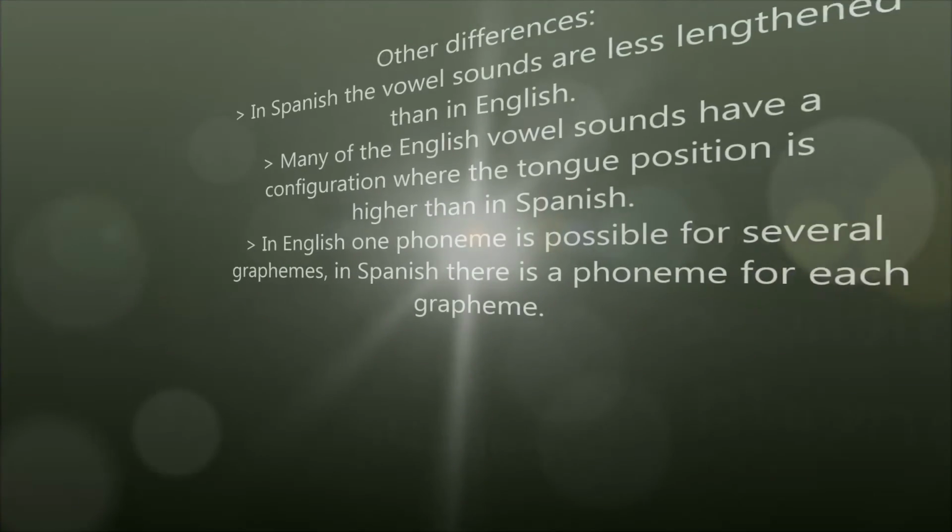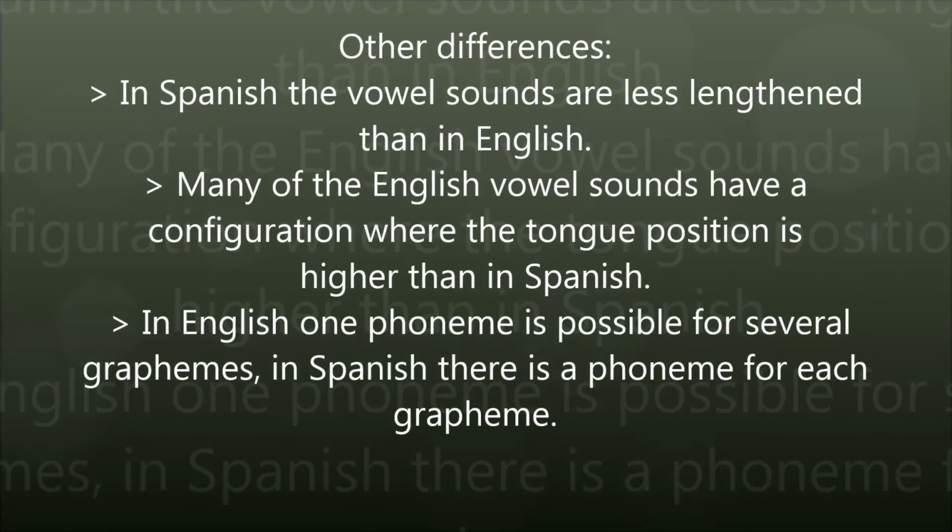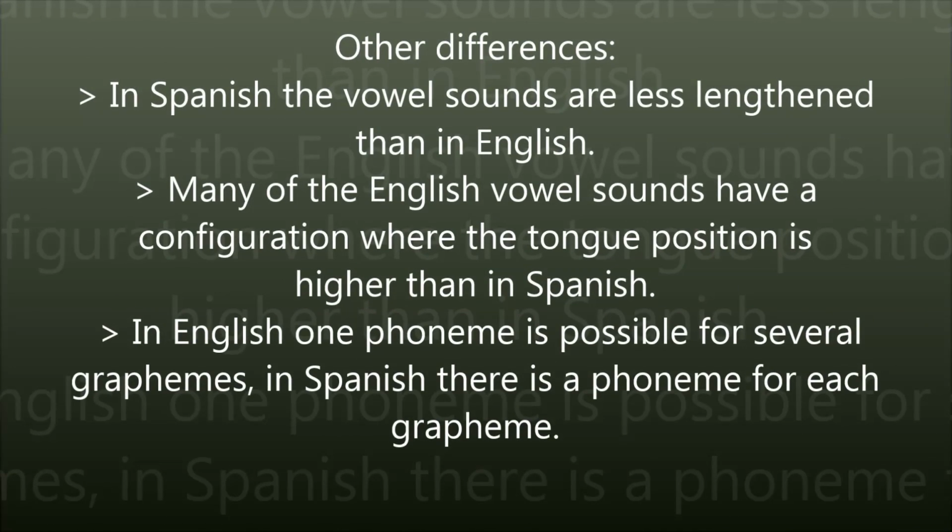Other differences. In Spanish, the vowel sounds are less lengthened than in English. Many of the English vowel sounds have a configuration where the tongue position is higher than in Spanish. In English, one phoneme is possible for several graphemes. In Spanish, there is a phoneme for each grapheme.